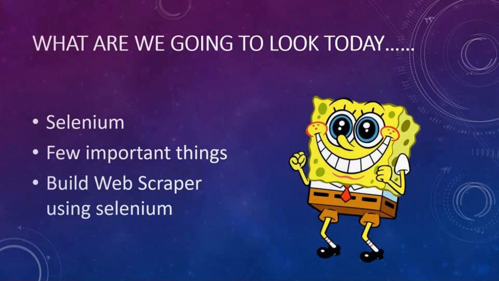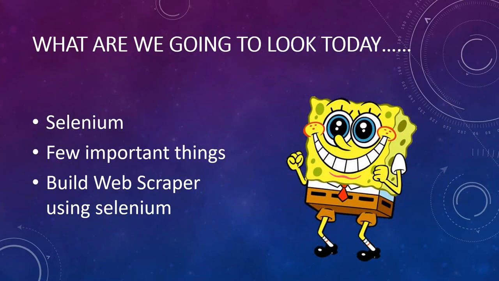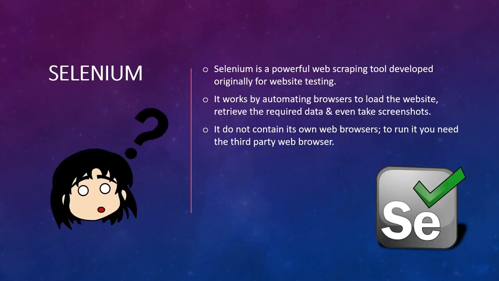So what is Selenium? Selenium was originally made as a tool for web testing. It works by automating browsers to load the website, retrieve the data, and sometimes even take screenshots. It does not contain its own web browser, so it has to depend on a third-party web browser like Chrome, Firefox, and so on.